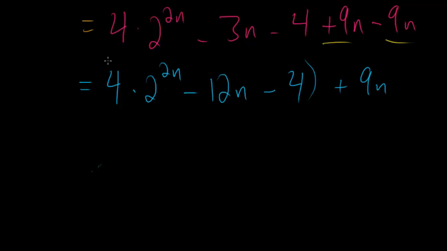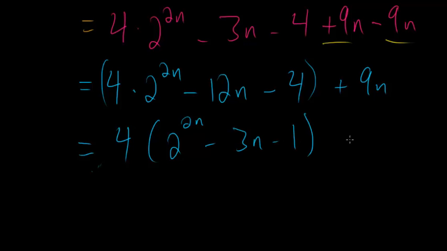And so notice that now each of these terms here are divisible by 4. So I'll factor out a 4 from everything. I have 2 to the 2n minus 3n minus 1 plus 9n. And notice here that this is just s of n.